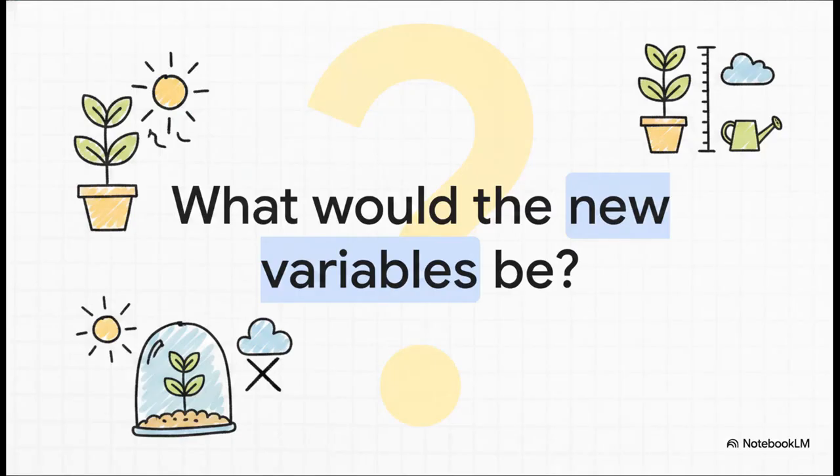All right, now that you've mastered the architecture of an experiment, I want to leave you with a quick challenge. Let's say you wanted to run a brand new test on how sunlight affects this plant. What exactly would you manipulate, and what would you measure? Think about what your new independent, dependent, and controlled variables would have to be to make that study bulletproof. It's a fun puzzle to think about.